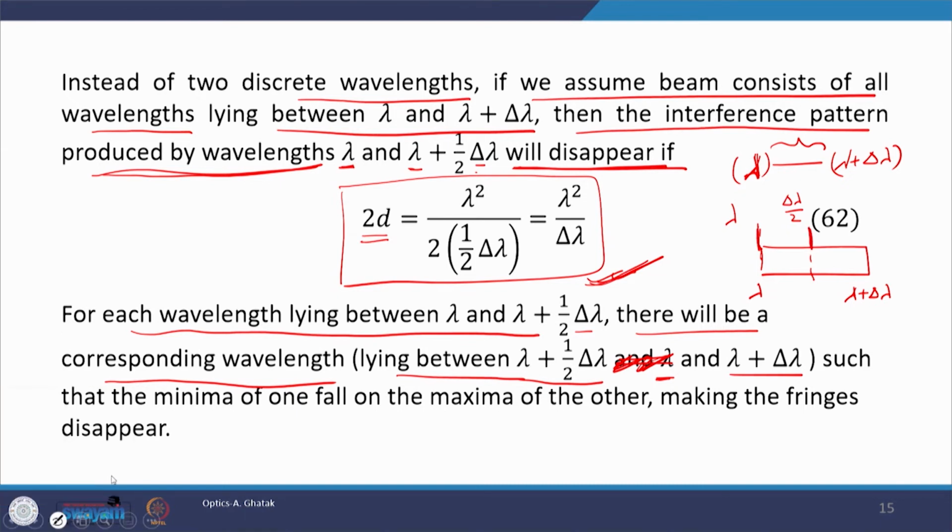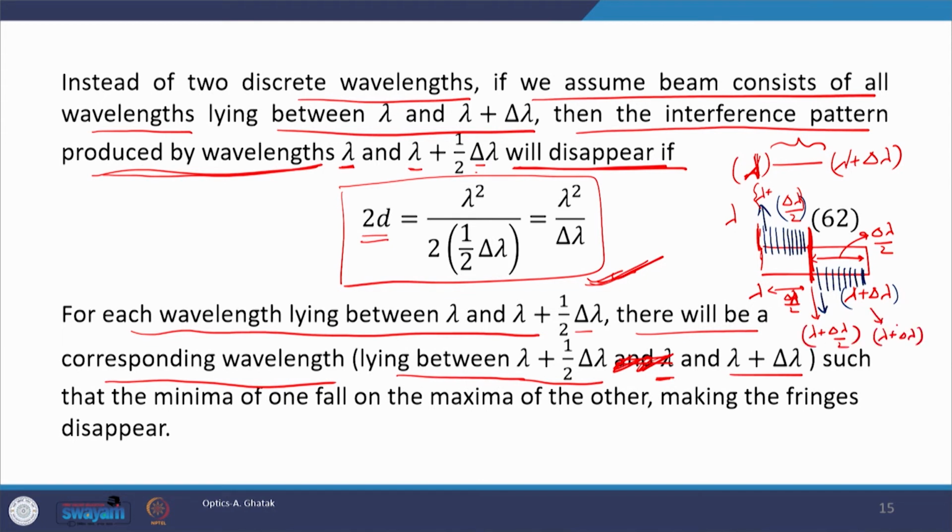So for each wavelength lying in this band, there will be a wavelength lying in the other band for which equation number 62 will be satisfied. Alternatively, for each wavelength in this band there will be a corresponding wavelength in the other half of the band, which extends from lambda plus delta lambda by 2 to lambda plus delta lambda. This width is delta lambda by 2, but the value of this wavelength is lambda plus delta lambda by 2. Similarly, this width is again delta lambda by 2, but the value of the wavelength here is lambda plus delta lambda by 2 and here it is lambda plus delta lambda.